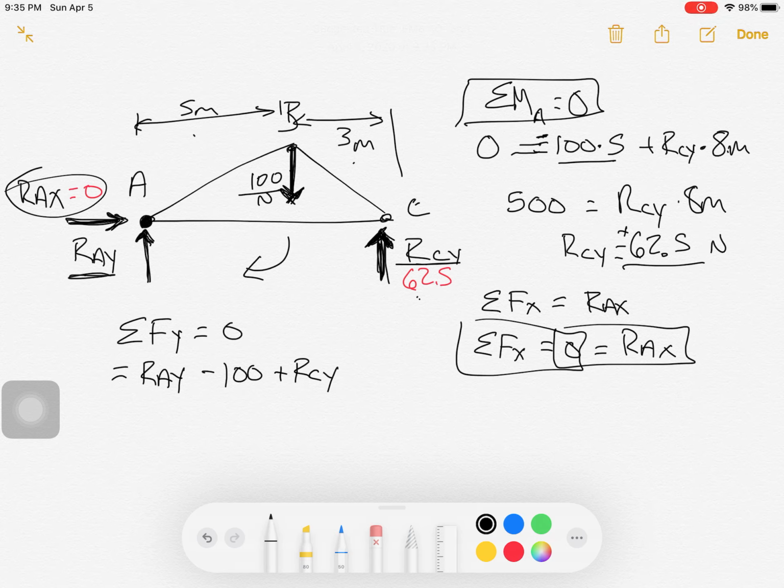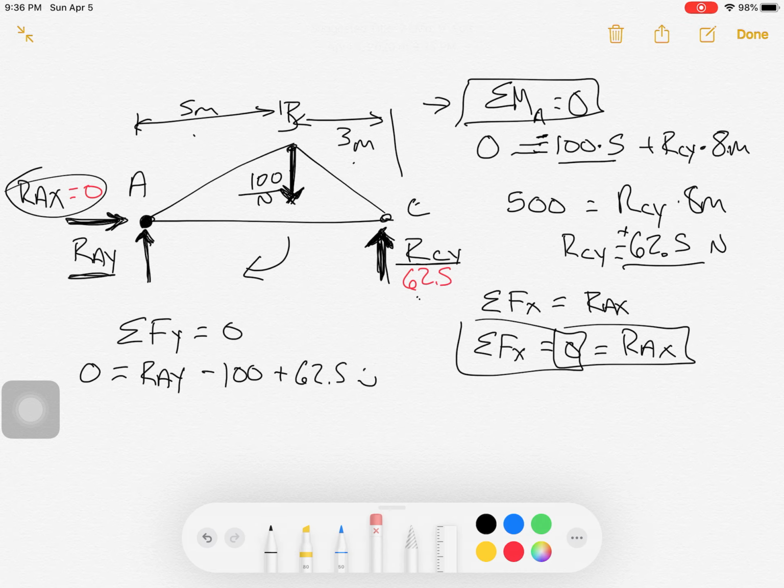Now, right now, this equation has 2 unknowns. So if I started with sum of forces in the y direction, I would hit this point and I would get stuck. But that's okay. What that tells me is I just need to come back to it. And after I found my sum of moments equaling 0, then I can come back to it and say, oh, RCY, I actually know how much that is now. It is 62.5. And things are better.